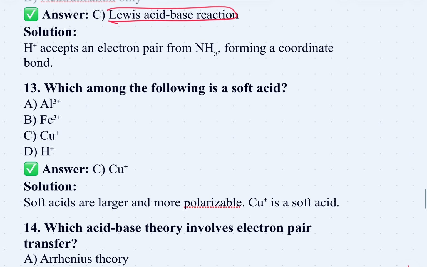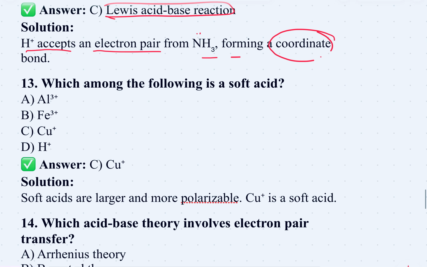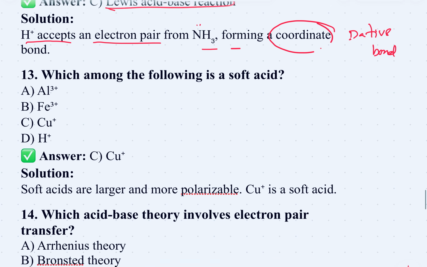Simple. Next one. See here, H plus accepts the lone pair of electrons. NH3 donates the lone pair of electrons and forms a coordinate covalent bond. It is also called what? Dative bond. Dative bond. Clear?